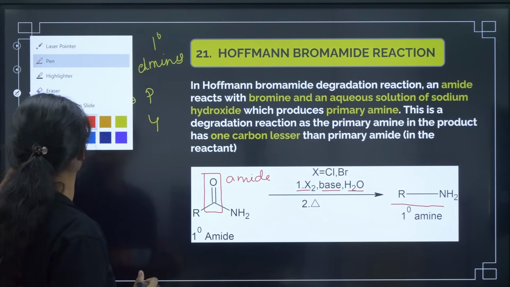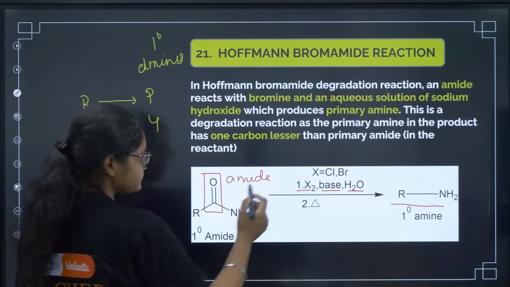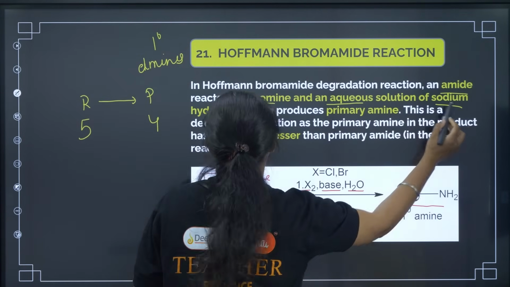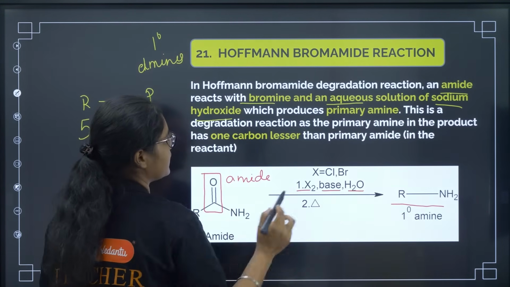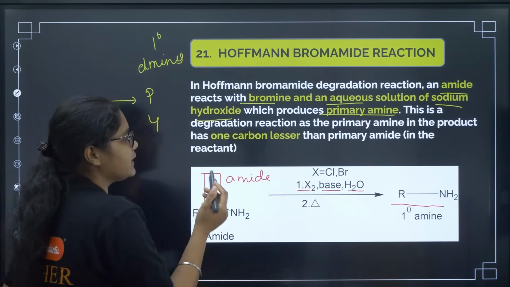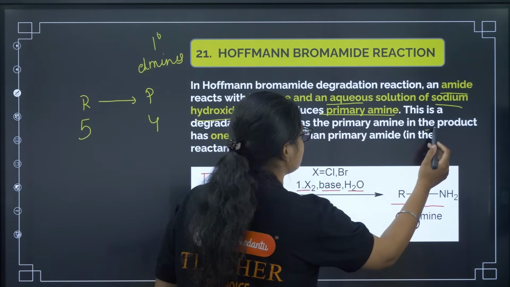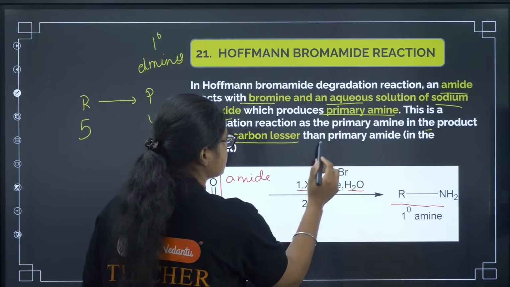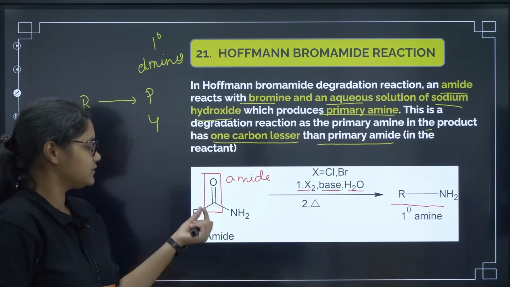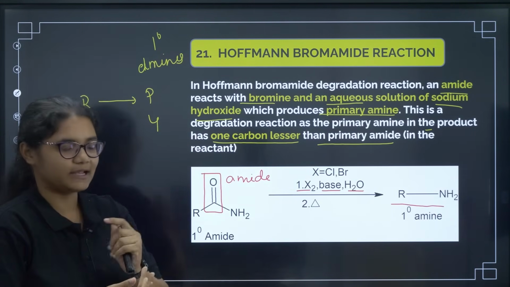So we can just see this statement here. Amide reacts with bromine and an aqueous solution of sodium hydroxide, that is Br2 and NaOH, which produces a primary amine. Okay, so this is a degradation reaction as the primary amine in the product has 1 carbon less than the primary amide. Okay, so that is because this CO group is removed, so 1 carbon less.